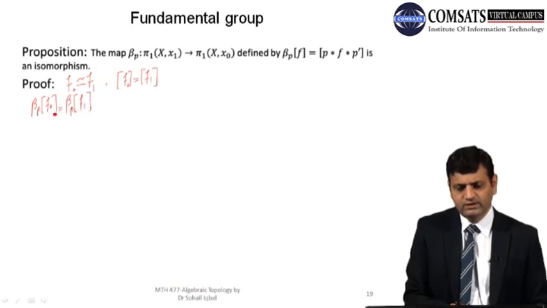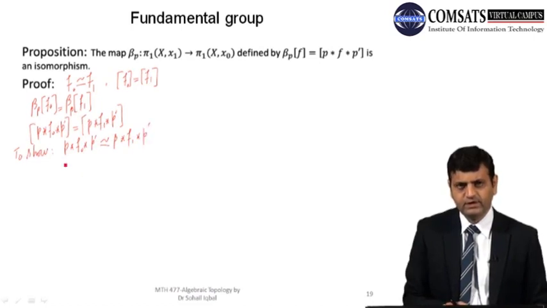So in other words, what is beta P of f0? Basically this is equal to p star f0 star p prime. So I have to show that this is equal to p star f1 star p prime. So to show is p star f0 star p prime is homotopic to p star f1 star p prime. So that's what we have to show. Now of course we need to find a homotopy.